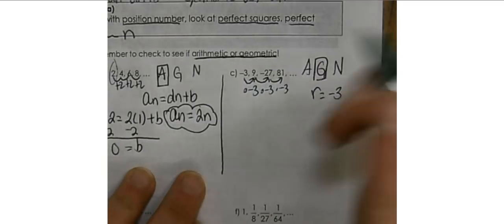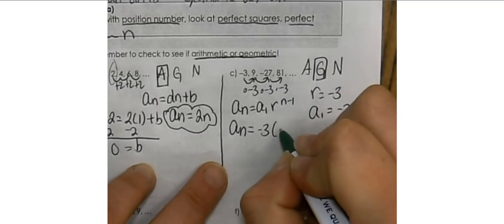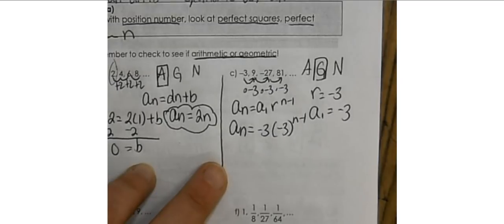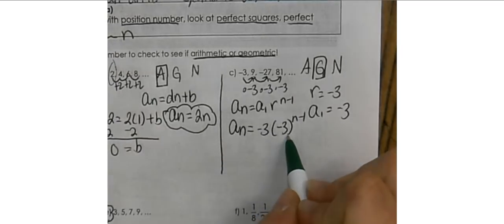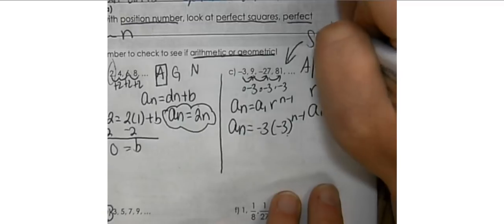So now I'm going to be working with the form A sub n is equal to A sub 1 times r to the n minus 1 power. I know what my first term is. That's -3. It gives it to me right there. So I can write this formula as A sub n is equal to -3 times -3 to the n minus 1 power. But unfortunately, because these two numbers are the same, we actually have to clean it up a little bit more. This is one of those problems that we call a special case.